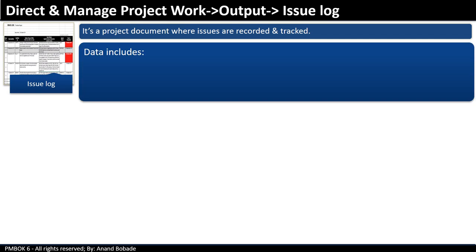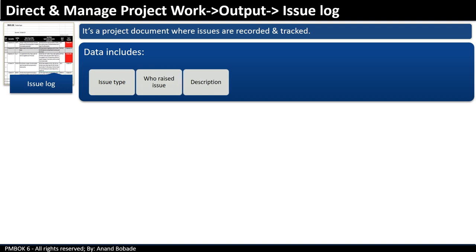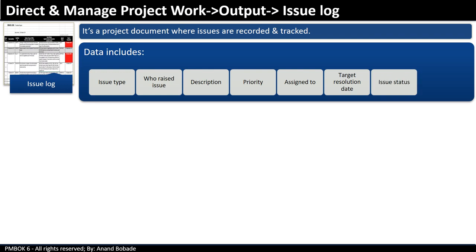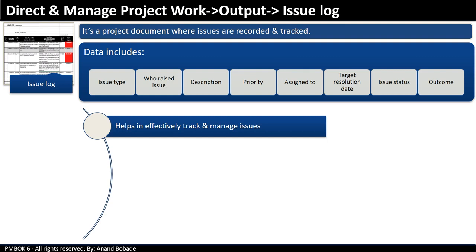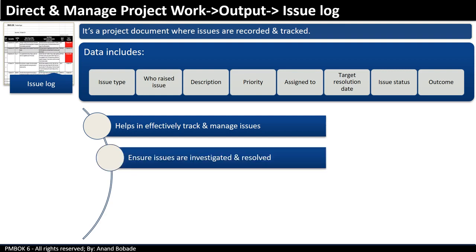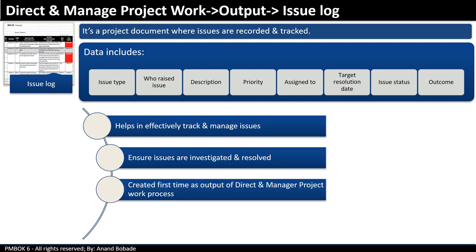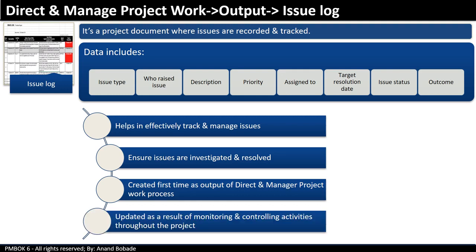Issue log contains details like issue type, who raised the issue, description of the issue, priority of this issue, to whom these issues are assigned, who is going to resolve the issues, target resolution date, issue status, and issue outcome. Issue log may help project manager in effectively tracking and managing issues. It ensures issues are investigated and resolved within time. Issue log is created first time as output of direct and managed project work process and gets subsequently updated. It is updated as a result of monitoring and controlling activities throughout the project lifecycle.